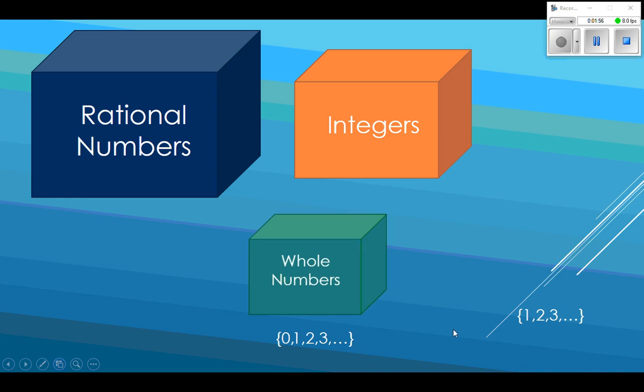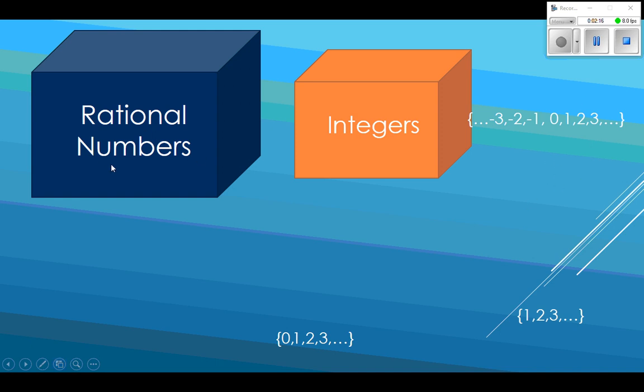But now the whole numbers fit inside the integers, which mean that the integers must have these numbers 0, 1, 2, 3, and so on. But what else do they have? Oh, they have the -1, -2, -3, and so on. What we like to say is that the integers are the whole numbers and their opposites.